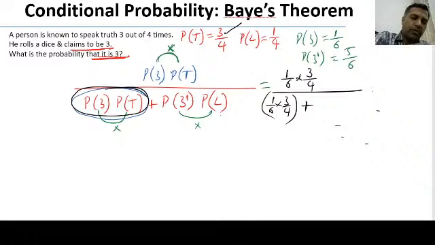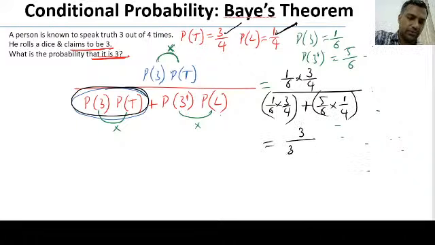Plus probability of not getting a 3, 5 by 6, and probability of telling a lie, that's 1 by 4. Probability of telling a lie is 1 by 4. So this is what you are calculating. Therefore, denominators are the same, it gets cancelled. 3 divided by 3 plus 5, your answer is going to be 3 by 8.